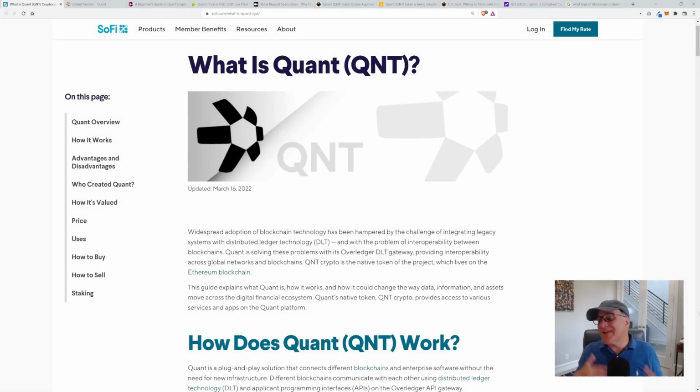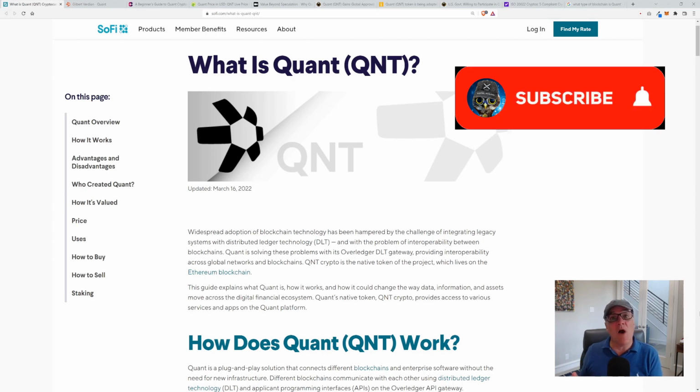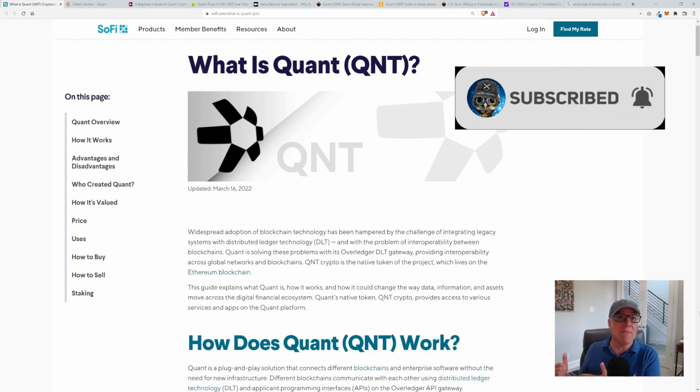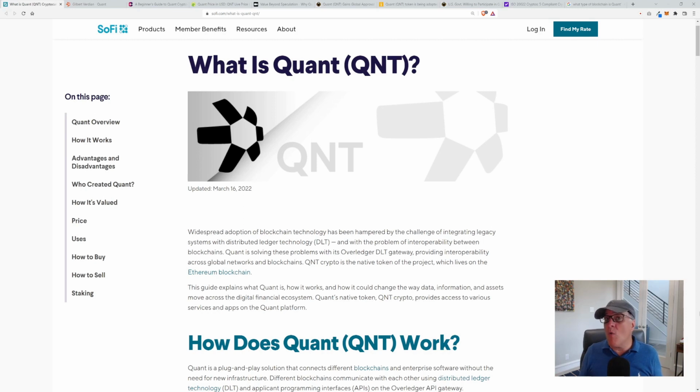Okay guys, so I guess the first question we need to address is, what is Quant? Well guys, Quant in and of itself is not a blockchain. Its token, QNT, is actually an ERC20 token operating off of the Ethereum blockchain. But what Quant does is quite remarkable, and what they're attempting to achieve is an interoperability between all blockchains worldwide.